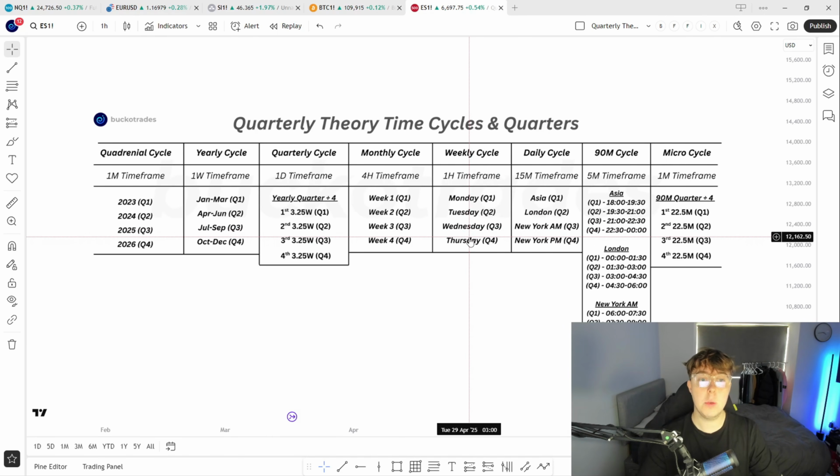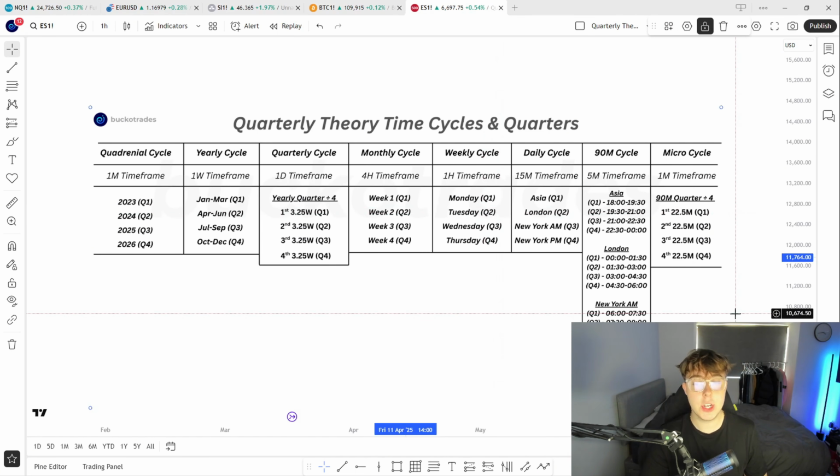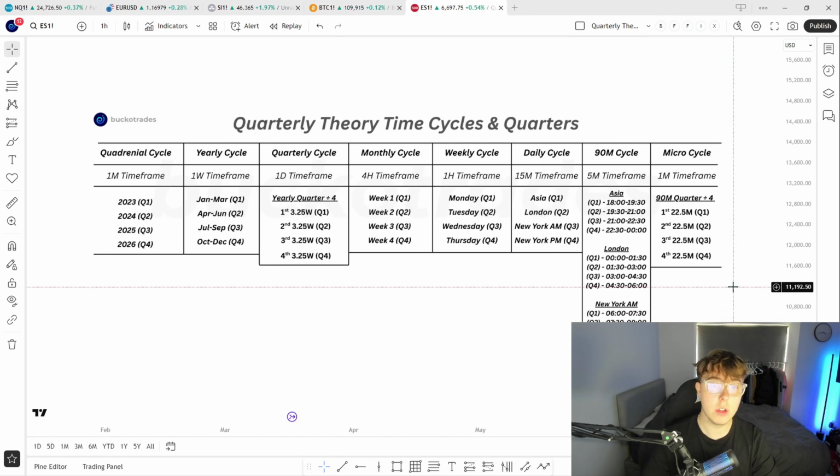If you've got a good idea where the weekly candle is going to go, you're then looking for one of these quarters to manipulate, opposing that. So if you're bullish on the weekly candle, you're then looking for one of these quarters to manipulate and then the following to distribute. And that's how you can really gauge price action on that deeper level.